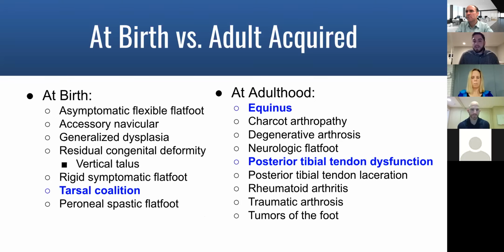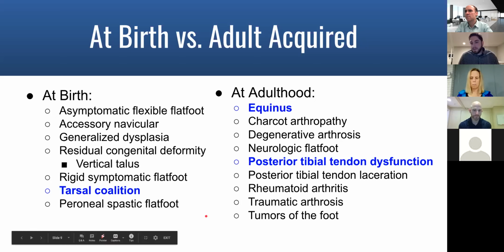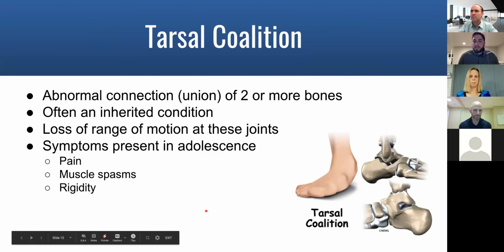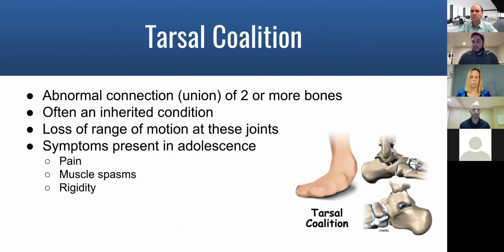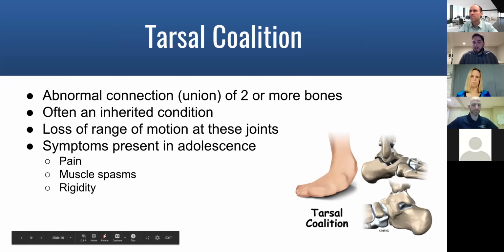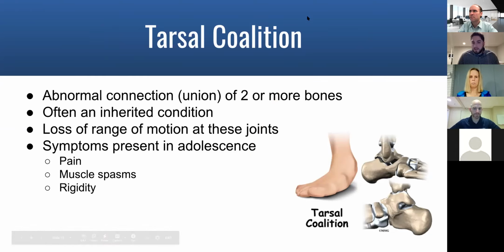But next slide, we'll see that I'm going to focus on these 3, just to touch base on what I think are some of the more common causes of a flat foot. So next is tarsal coalition. What that is, it's an abnormal connection or union of 2 or more bones. It starts at birth, and it's often an inherited condition.